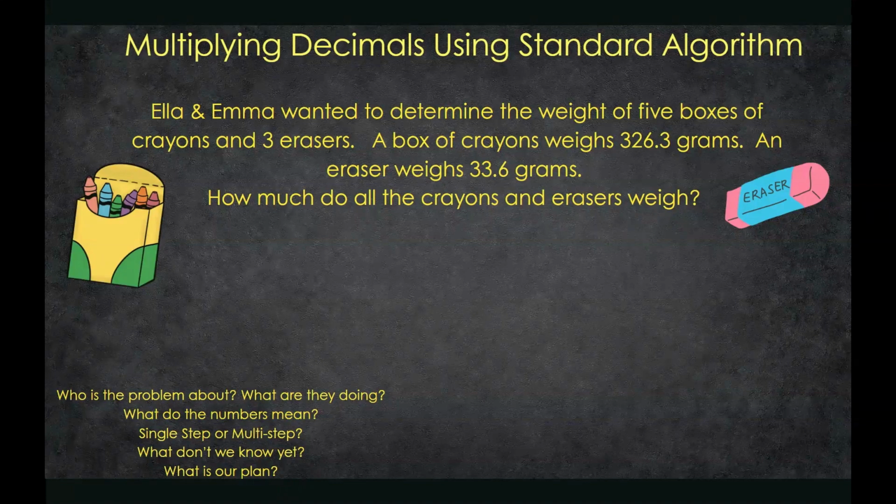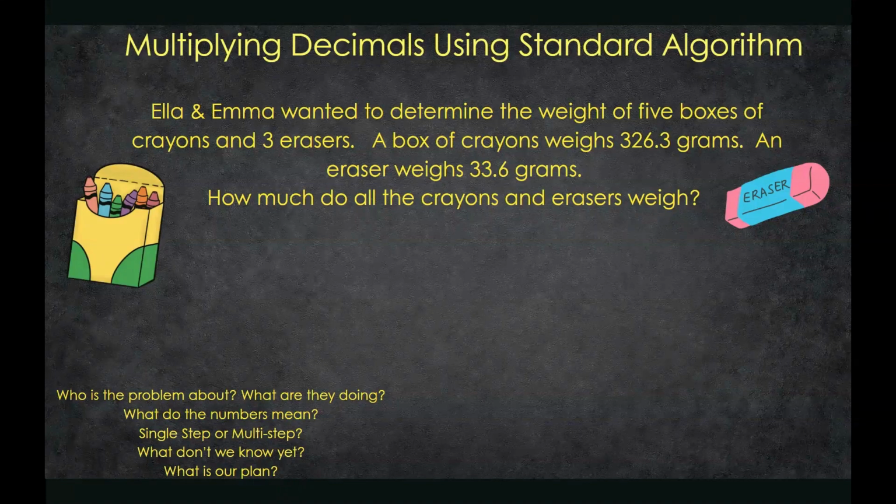So, in our first read, who is this about? What are they doing? It's about Ella and Emma. They're buying boxes of crayons and some erasers, and we need to figure out the total weight for all the boxes of crayons and all the erasers that they buy. So, what do the numbers mean? They have 5 boxes of crayons. Each box is 326.3 grams. They have 3 erasers. Each eraser weighs 33.6 grams.